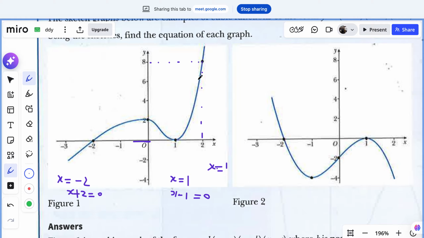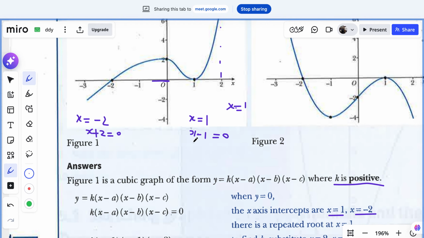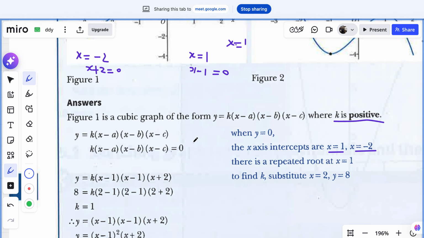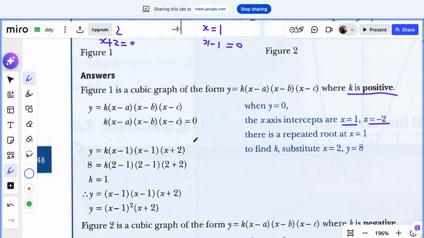See this point? We're going to choose a point. You can choose any point, it doesn't necessarily mean this one, but choose a point that's easier for you. If you choose like 1.5, you trace it here and trace it here and substitute. Here we are choosing 2 and 8. We're going to substitute it into the equation in order to find k.